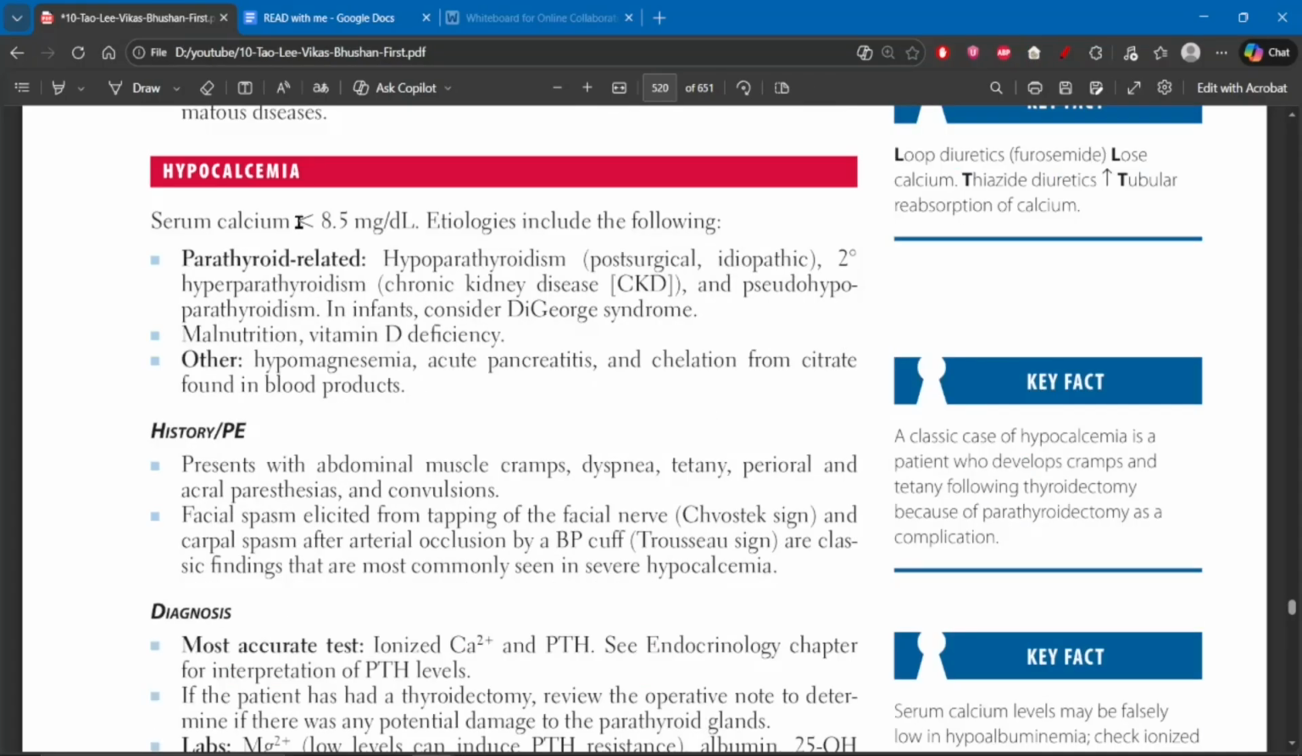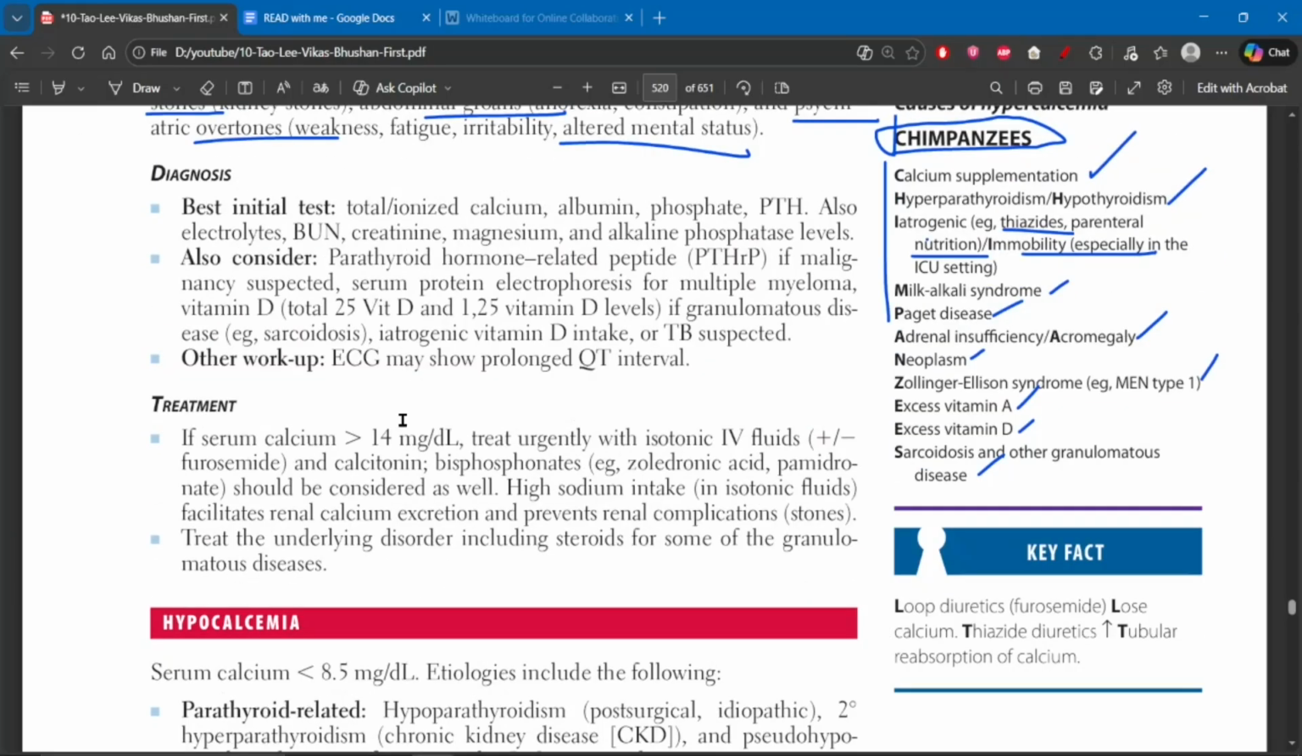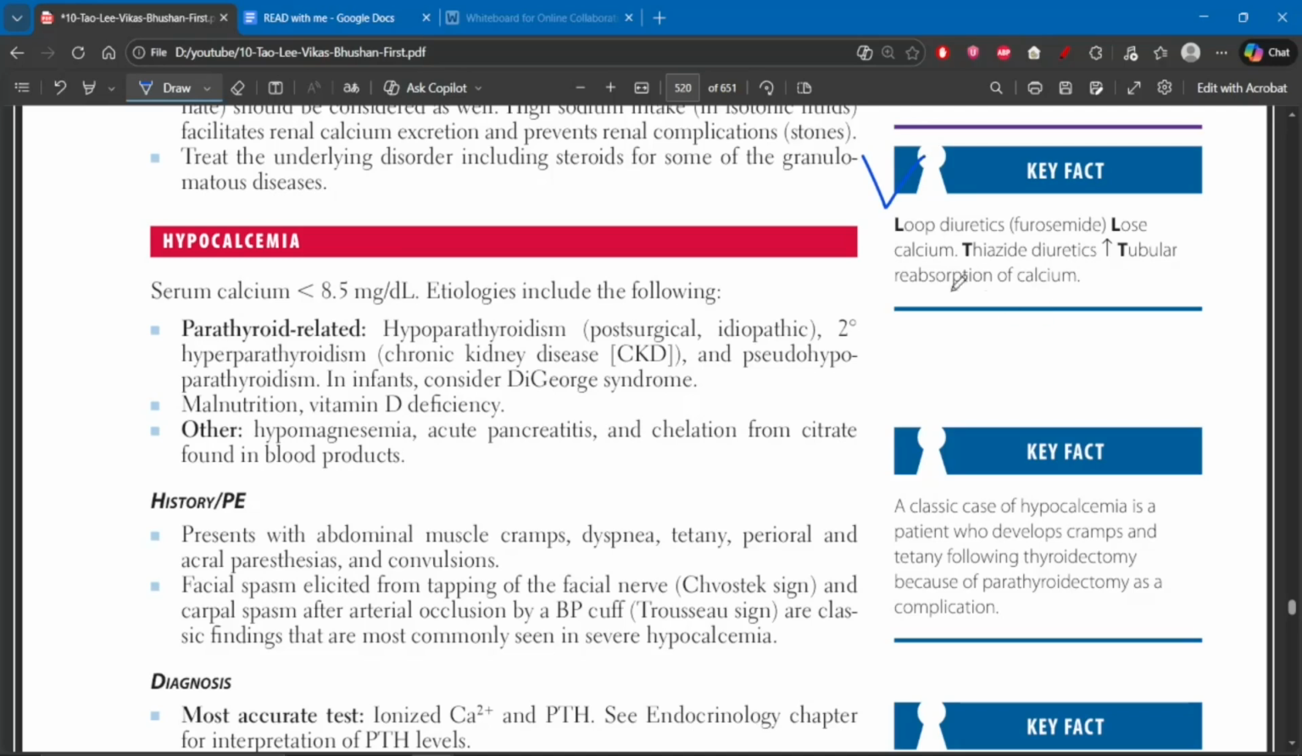Now we will discuss hypocalcemia. We finished up with hypercalcemia, and now we'll continue with hypocalcemia. Before going on to this section, I would like you to concentrate on this key fact present right here in the corner. This is saying that loop diuretics, just furosemide, lose calcium. So loop diuretics lose calcium.